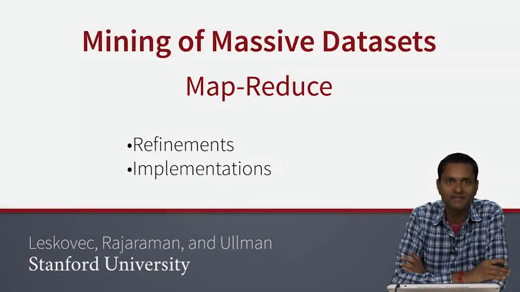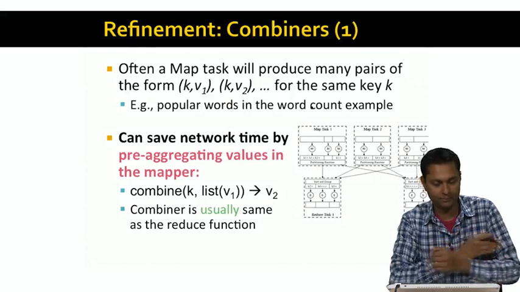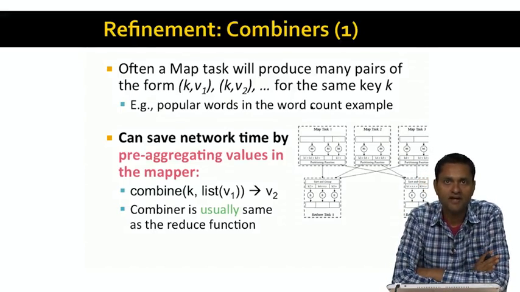Welcome back to Mining of Massive Datasets. In the previous lectures, we studied the basic MapReduce model, and then we looked at how it's actually implemented. In this lecture, we're going to look at a couple of refinements to the basic MapReduce model that can make it run a bit faster. The first refinement we're going to look at is combiners.